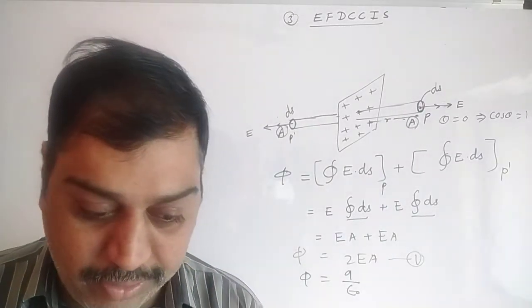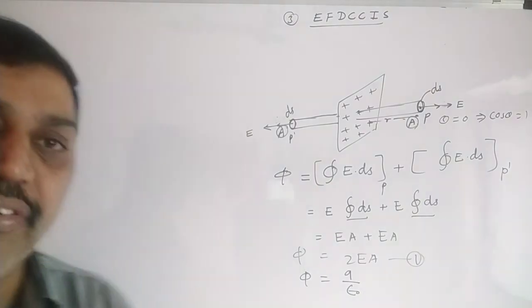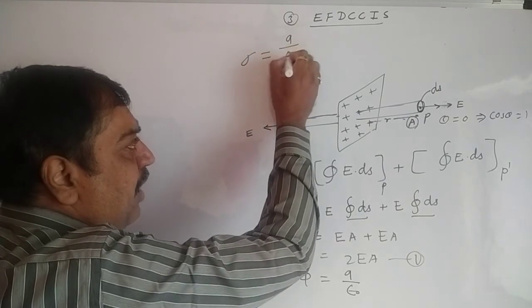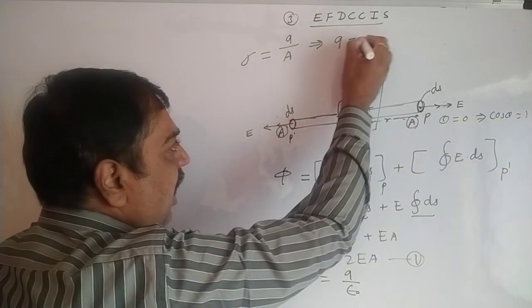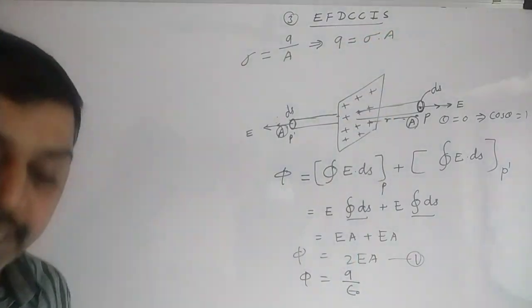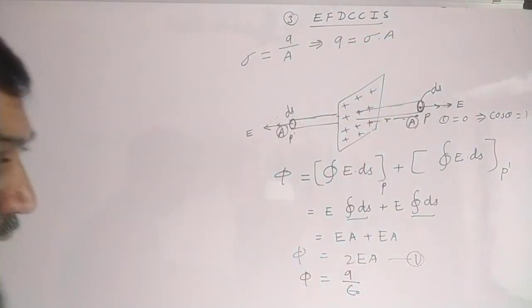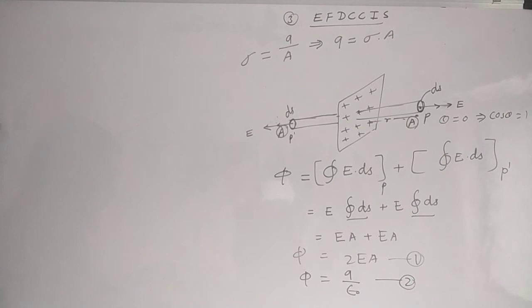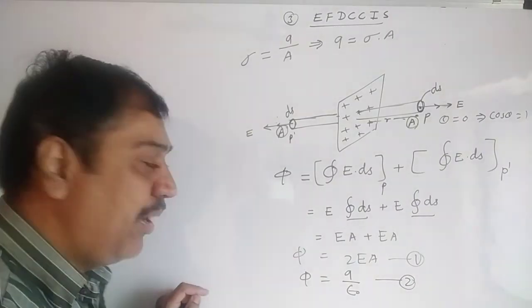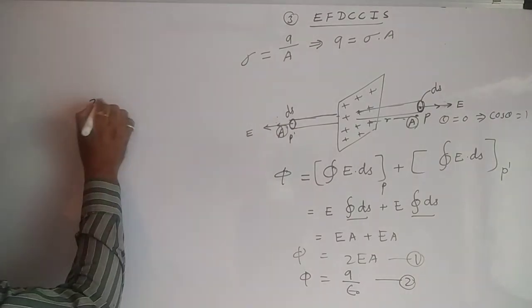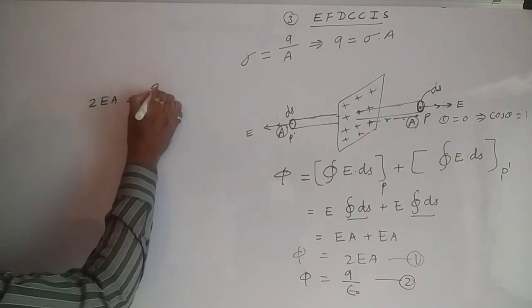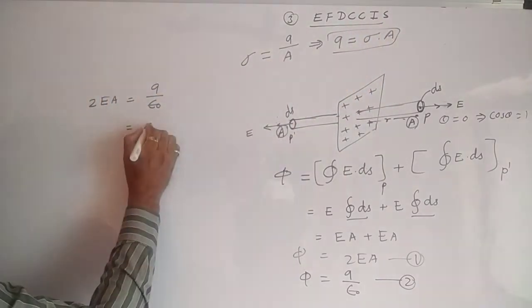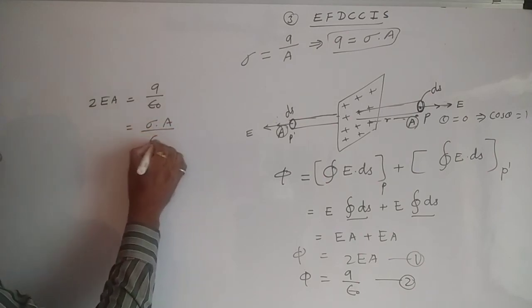Now let us consider the surface charge density. Surface charge density sigma equal to charge divided by area. This implies that charge Q equal to sigma into area A. Now just equate equation 1 and 2, as the left hand sides are the same. So we can write 2EA equal to Q divided by epsilon 0. Put the value of Q from this equation, so this becomes sigma A divided by epsilon 0.